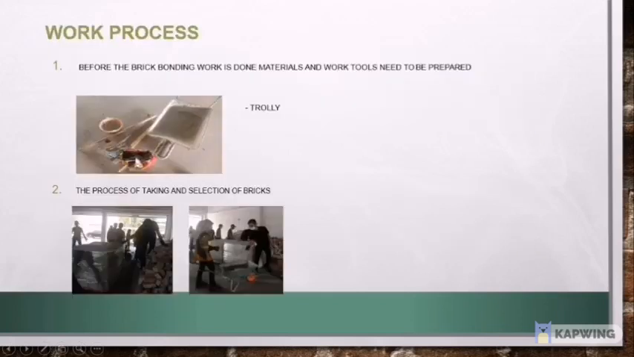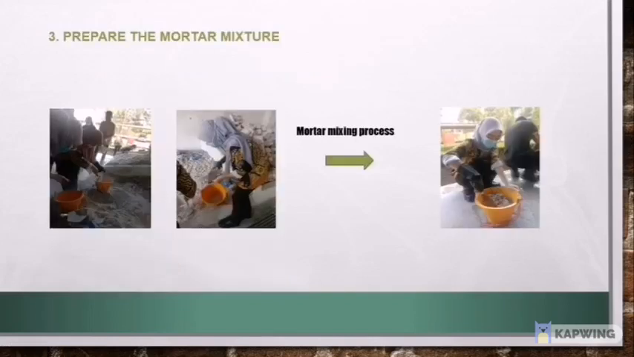Work process. First, before the brick bonding work is done, materials and work tools need to be prepared. The tools that we need are brick trowel, spirit level, wheelbarrow, yellow pills and gloves. Secondly, the pictures show the process of taking and selection of bricks. Third, prepare the mortar mixture. The pictures show the mortar mixing process.